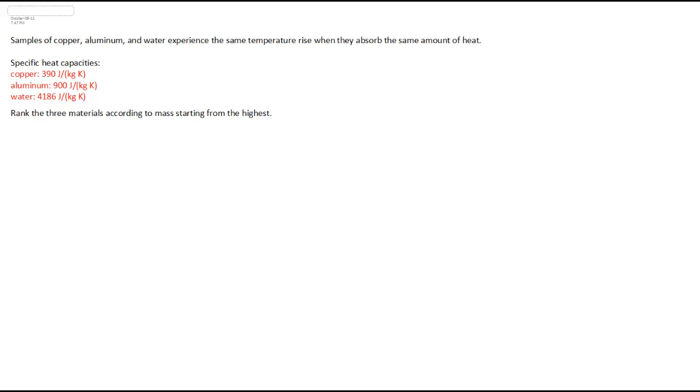As with any ranking question, we want to read it carefully and then decide what criteria we're going to use to base our rankings on. So in this question, we're looking at samples of copper, aluminum, and water. And the key is they all experience the same temperature rise when they absorb the same amount of heat. So two key pieces of information there. Same temperature rise and same amount of heat.